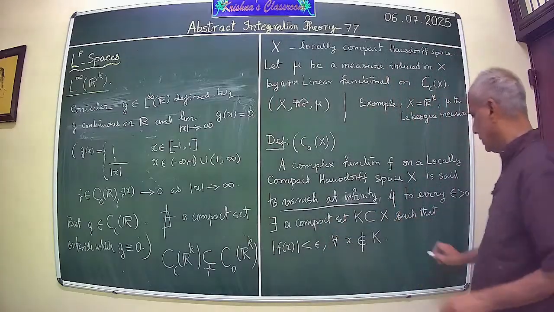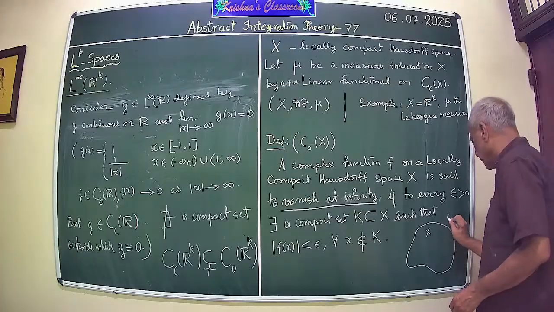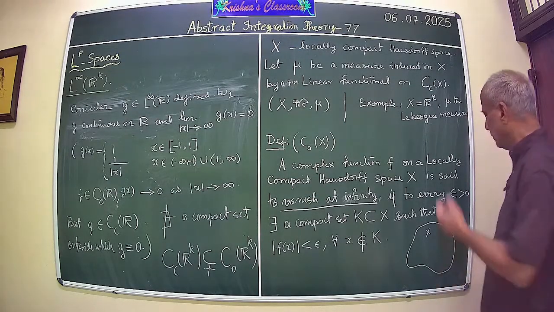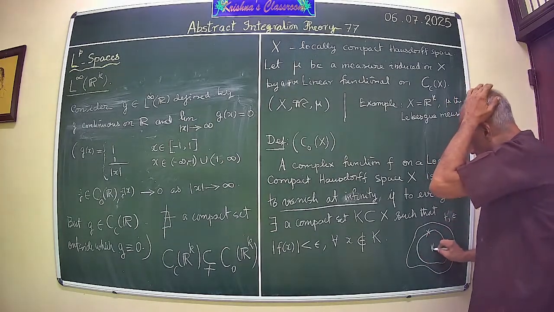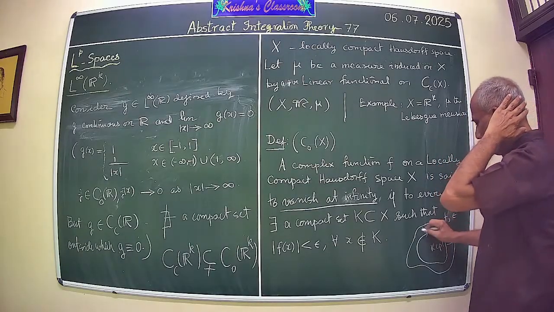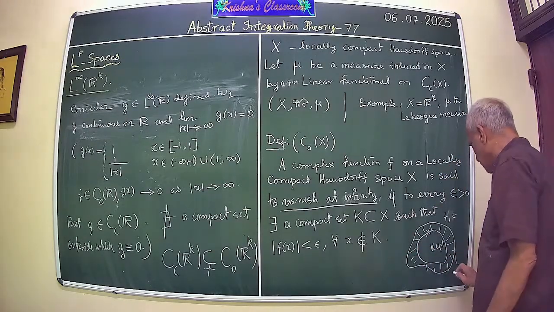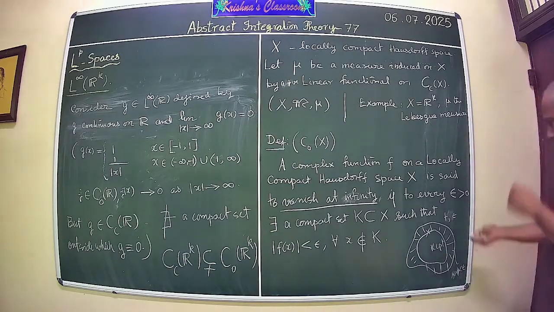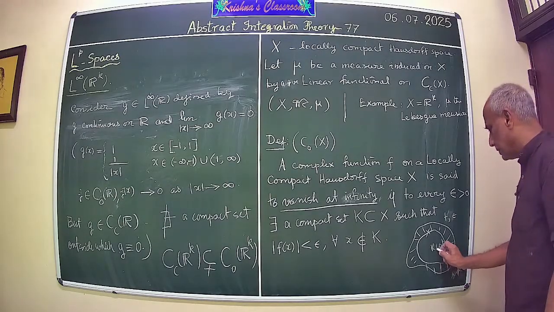So suppose this is your X, then what it says is, suppose epsilon is given, then you see there is some compact K such that in this part the function is small. If you choose another epsilon, there is a corresponding K. So this K actually depends on epsilon.